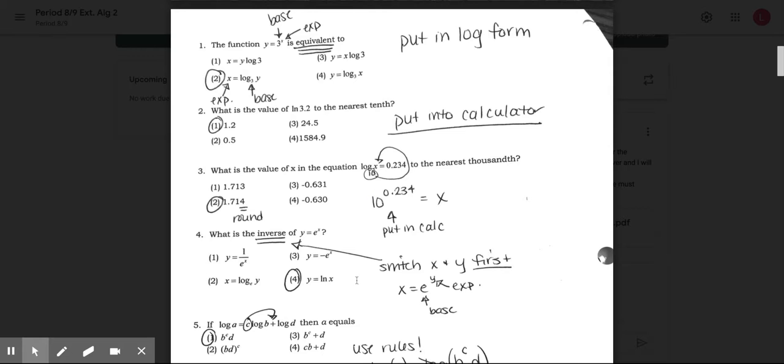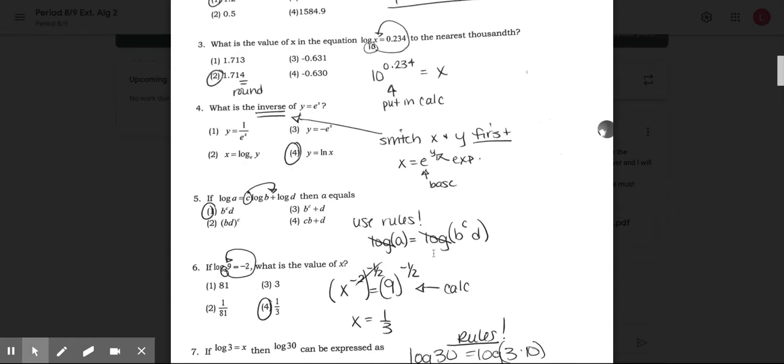Okay, number 4 is inverse. So that's when you're switching x and y. But you also could just know that the inverse of an exponential is going to be a log of the same base, right? So if it's base e, it's log base e, which we know to be ln.